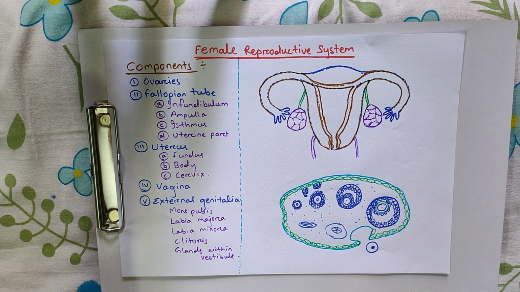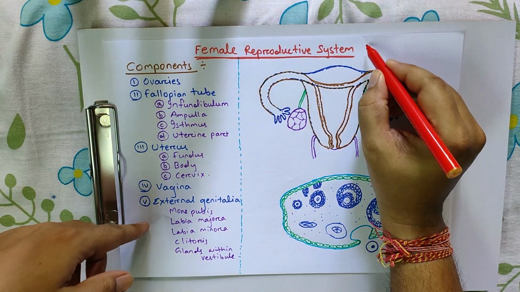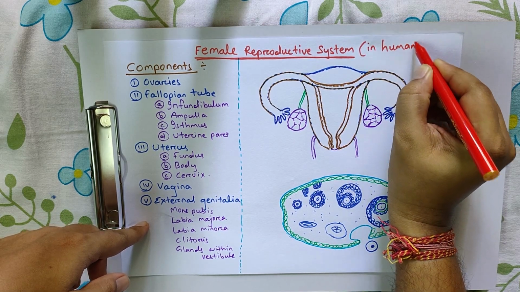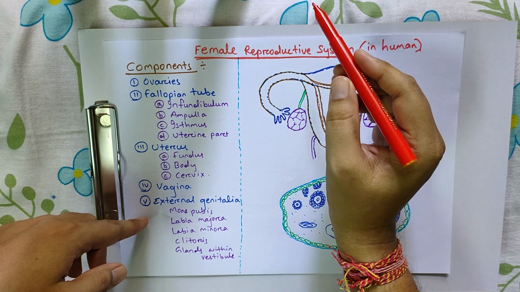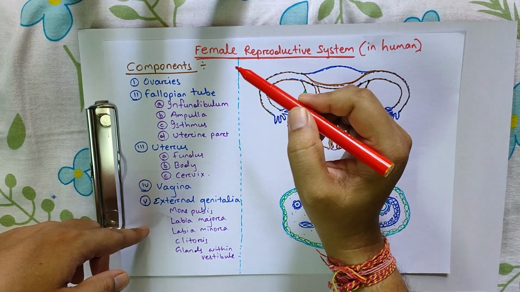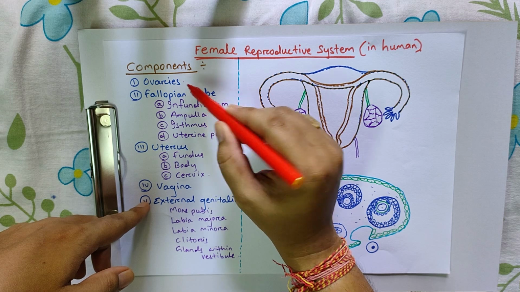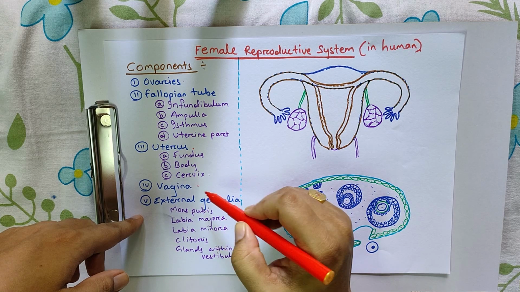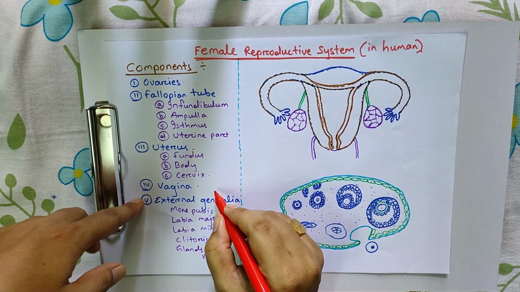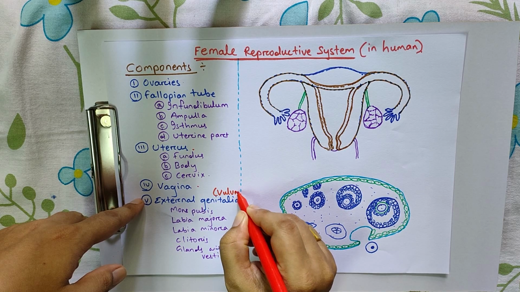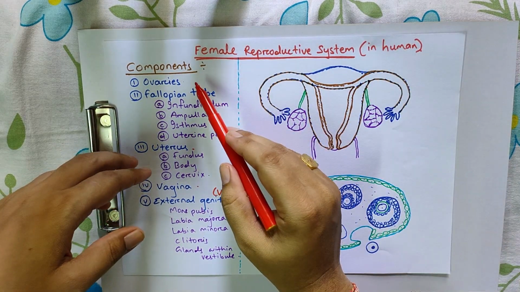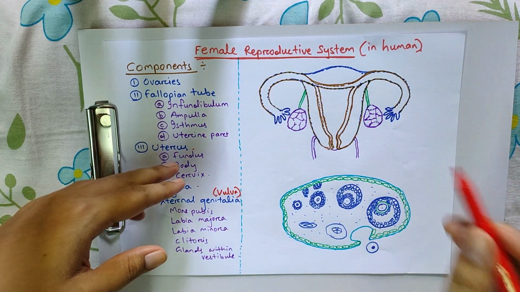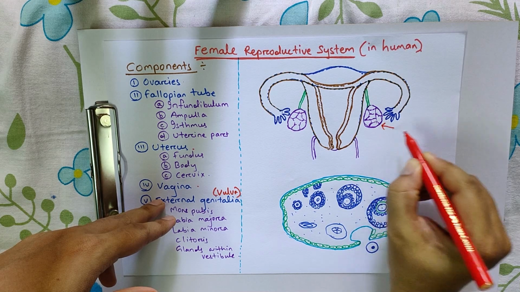My dear students, today's topic is the female reproductive system in humans. The components of the female reproductive system are the ovaries, fallopian tubes, uterus, vagina, and external genitalia or vulva. There are two ovaries. This is the reproductive system. This one is the ovary.